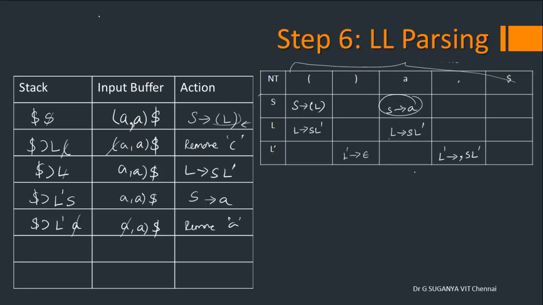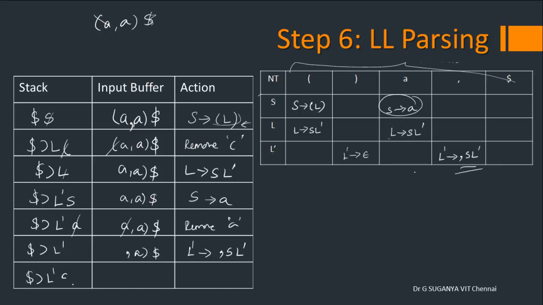If A comma A is your input word, these two symbols are what we have seen in the derivation. So dollar, close bracket, L dash will remain on the stack, and comma A close bracket dollar on the input buffer. Now for L dash comma, you will get this alternate: L dash gives comma S L dash. So pop out L dash and push in all these symbols.